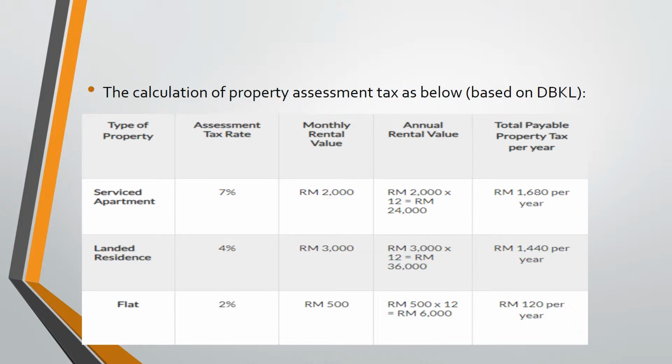This is an example of the calculation of property assessment tax. You can see there are three types of properties, which are service apartment, landed residence, and flat. All three properties have different assessment tax rates at 7%, 4%, and 2% respectively. The assessment tax rate is then multiplied by the monthly rental value to get a total payable property tax per year.